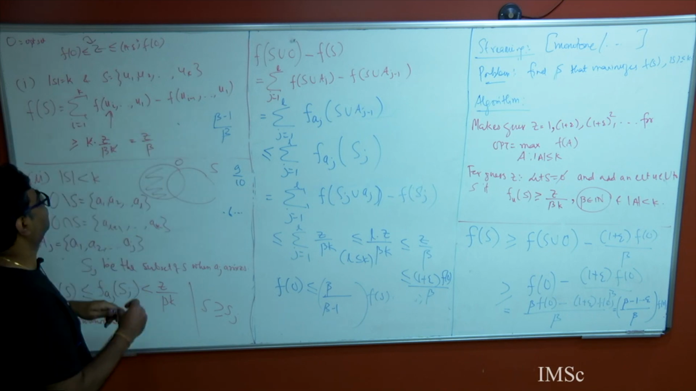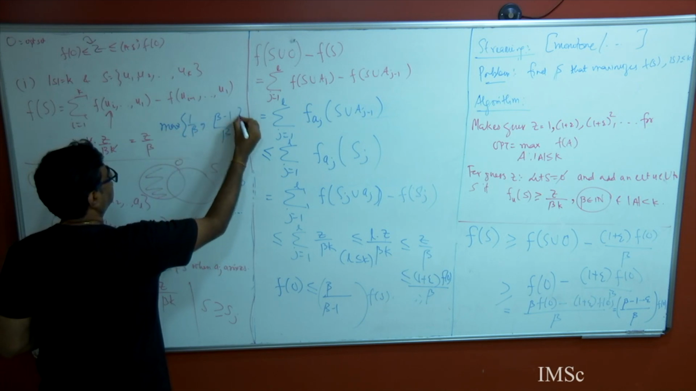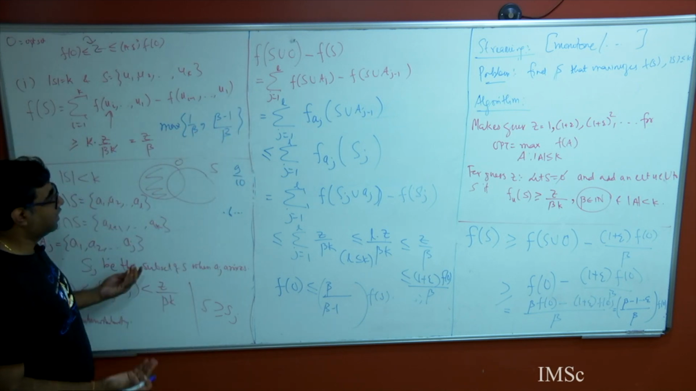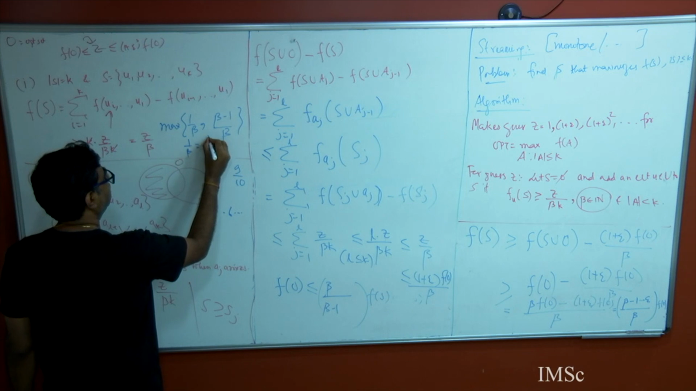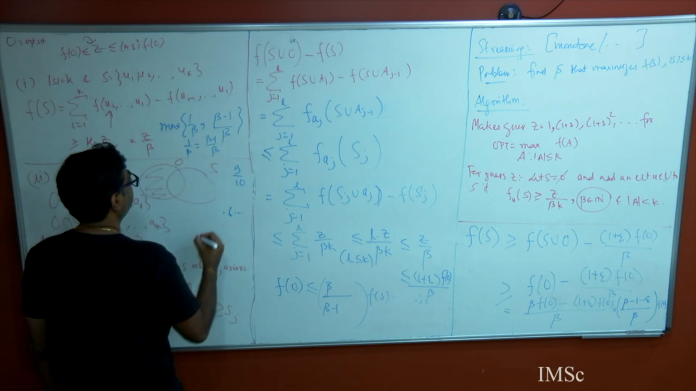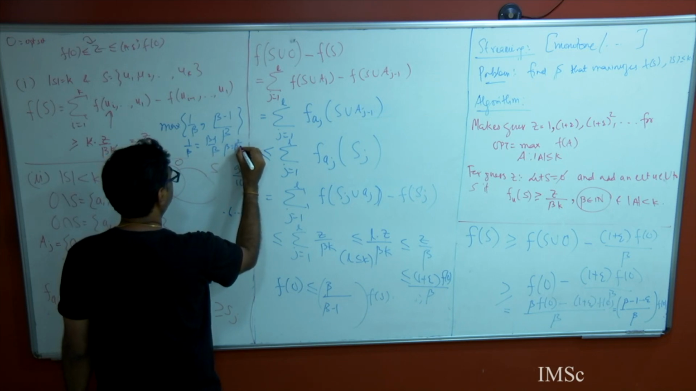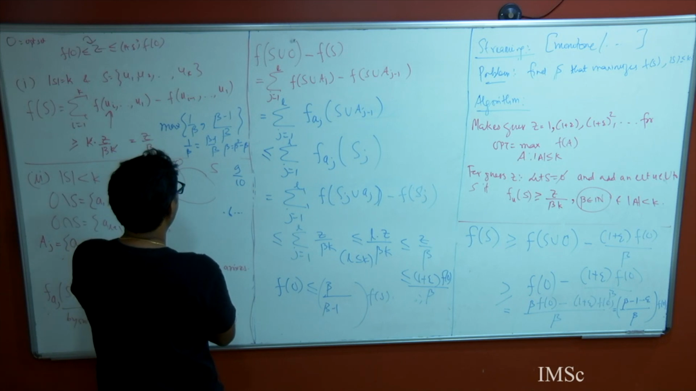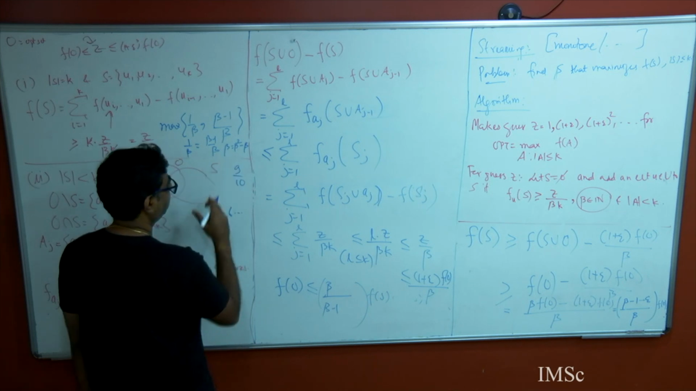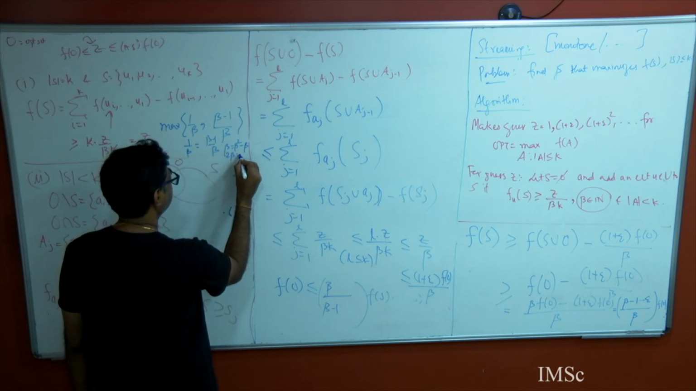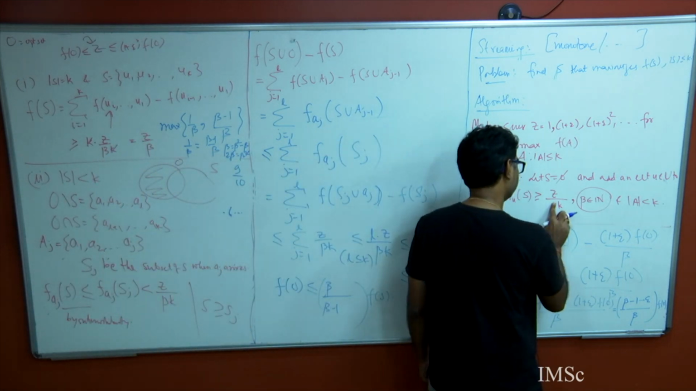So what would you like to do? You want to maximize the minimum of 1 over beta and this. And when will this happen? When these are equal. So now you set 1 by beta equal to beta minus 1 by beta. So what do we get? Beta equal to beta square? Yeah, 2 beta equal to beta square. So beta gets cancelled, beta equal to 2. So set beta equal to 2, right?